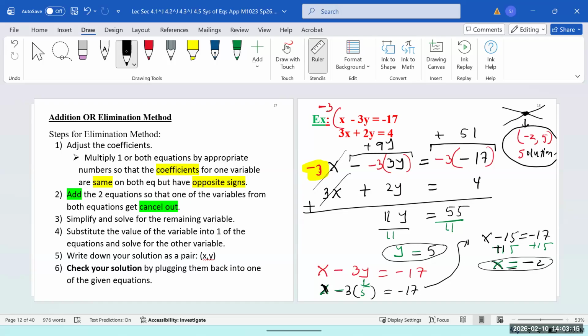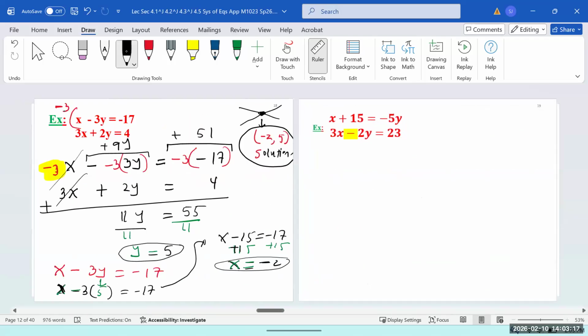Okay? Now, before you go, try one of these. Observe our 15 and 5y, they're misplaced. So make sure the first step is to rearrange them so that x and y, the two friends you have, are together.